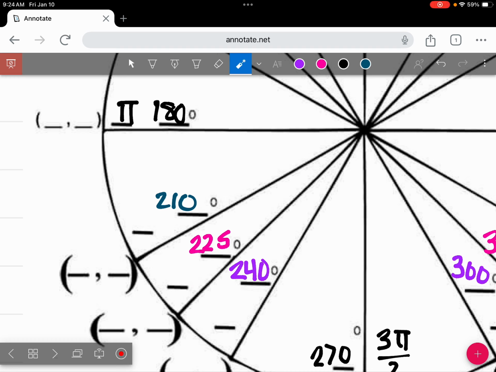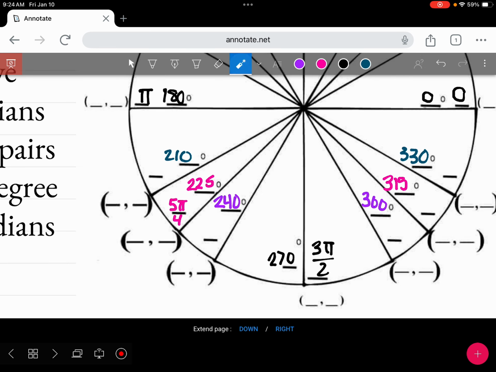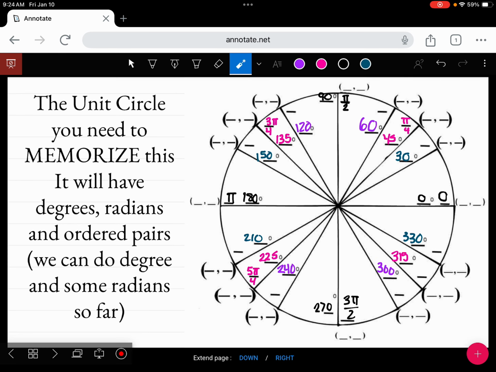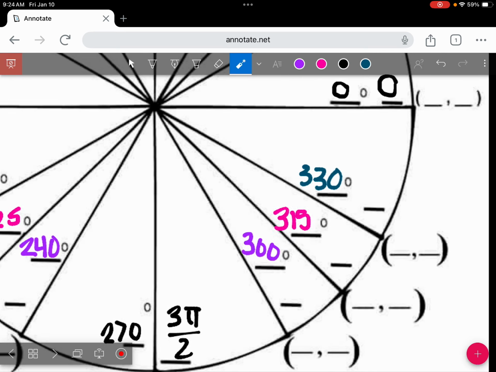5 pi over 4. That's not a pen. 5 pi over 4. So we're counting up by quarter pies, really. So this is 1/4 pi, half pi, 3/4 pi, pi. 5 pi over 4, 6 pi over 4, 7 pi over 4.